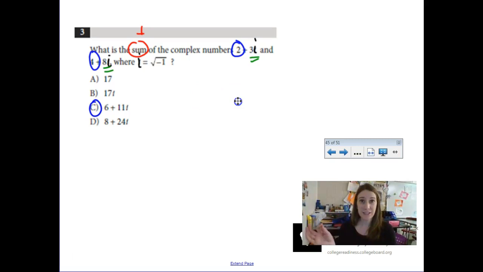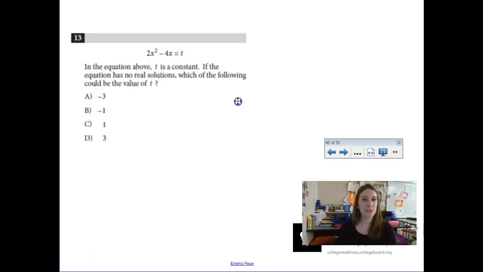Now this was on the non-calculator portion of the test. Some of you are very dependent on your calculator and turning things to complex mode on your calculator. That's not going to be an option for you on this question, so make sure you know what i represents and how you work with complex numbers.